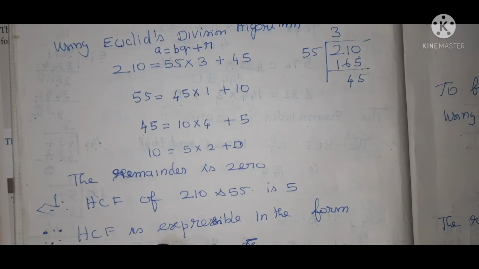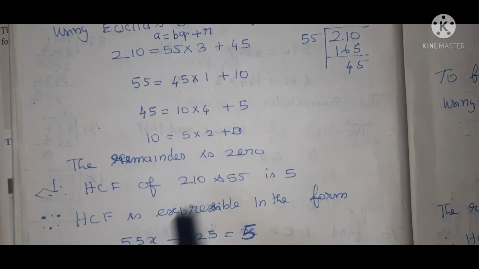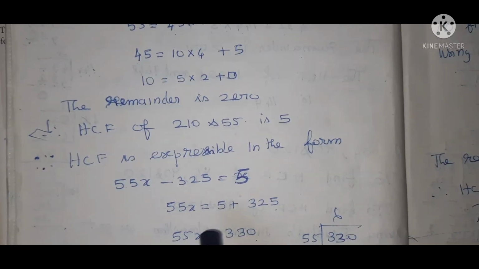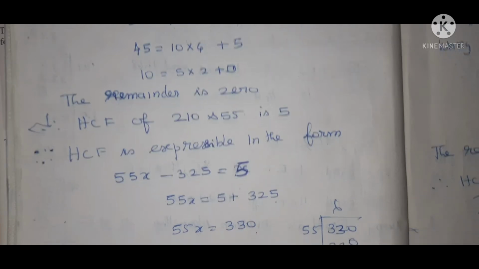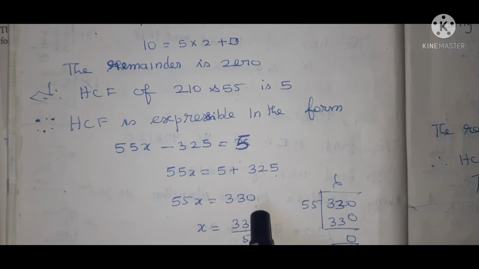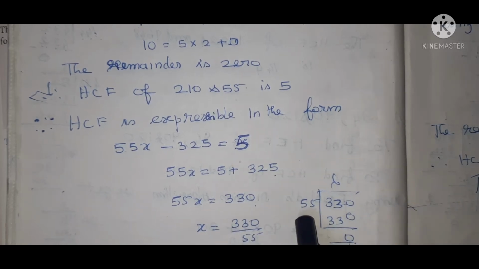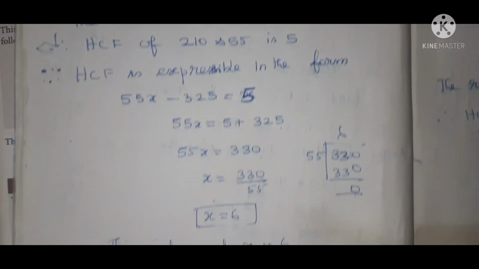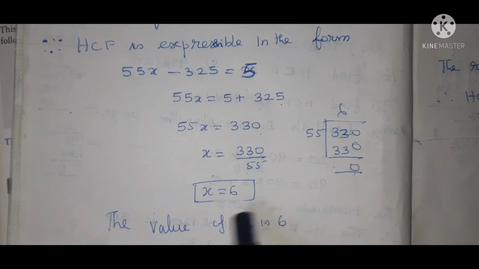Therefore the HCF is expressed in the form 55x minus 325. Already you know that it is equal to 5. 55x is equal to 5 plus 325. 5 plus 325 is 330. 55x is equal to 330. x is equal to 330 by 55. 330 divided by 55, the quotient is 6, remainder is 0. So the value of x is equal to 6.